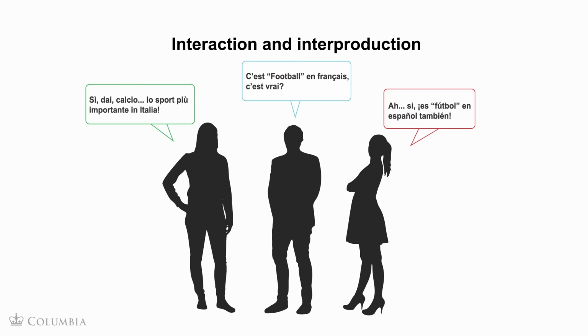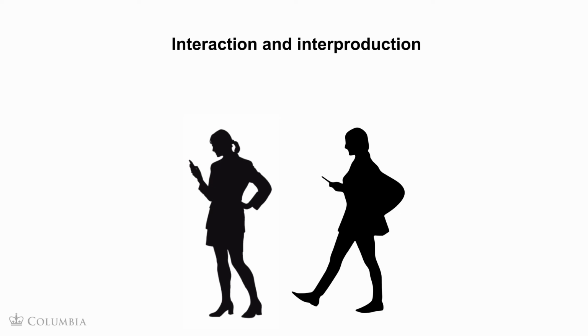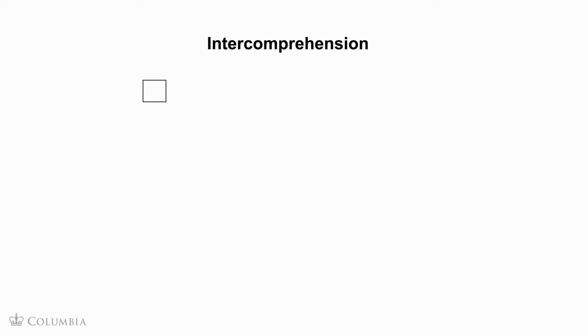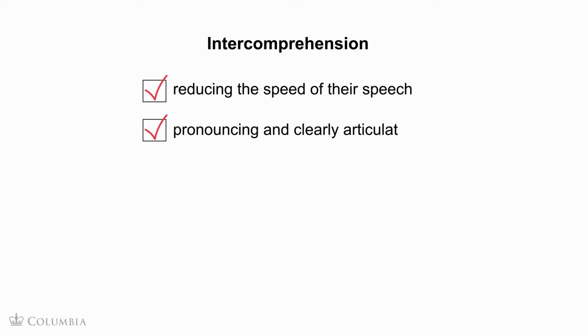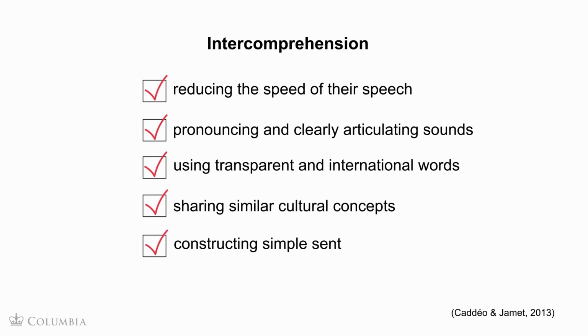In fact, in the field of language education, there are many experiments in which speakers communicate face-to-face or online in different family-related languages. In order to make this communication effective and to make themselves understood, speakers implement and develop several different strategies, such as reducing the speed of their speech, pronouncing and clearly articulating sounds, using transparent and international words, sharing similar cultural concepts, and constructing simple sentences.